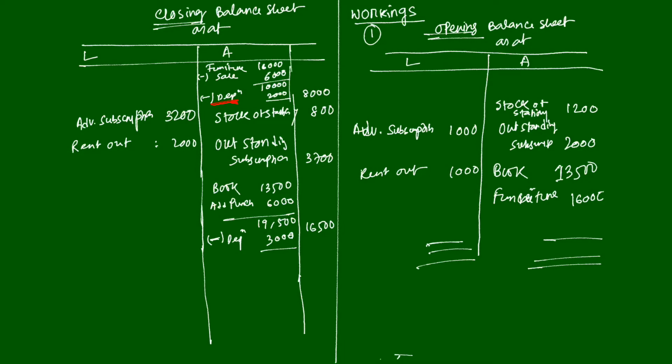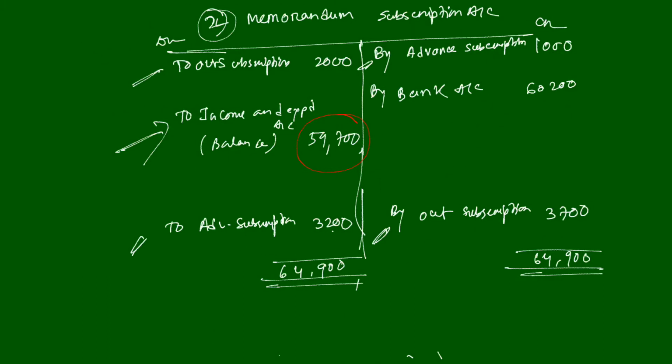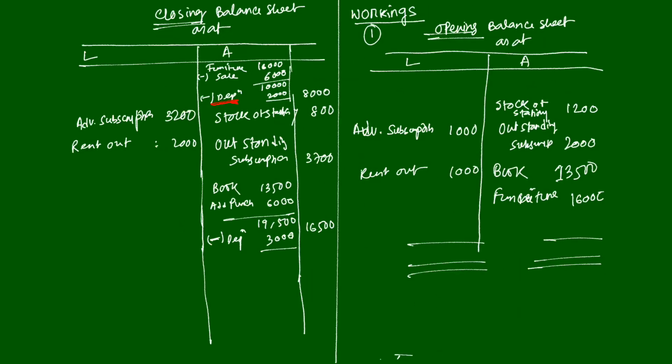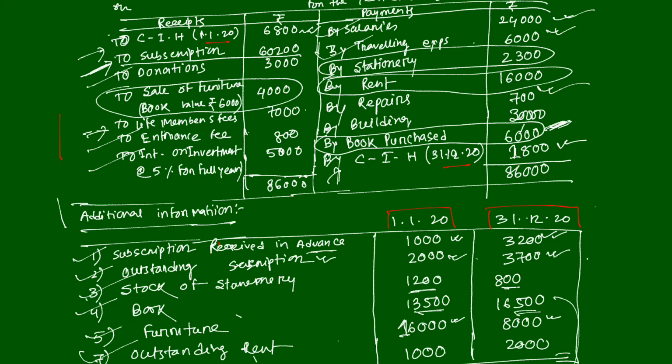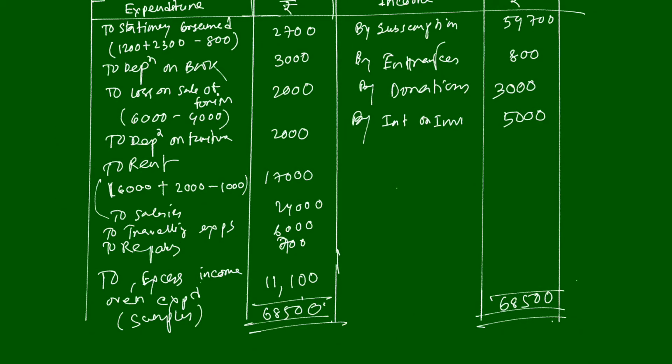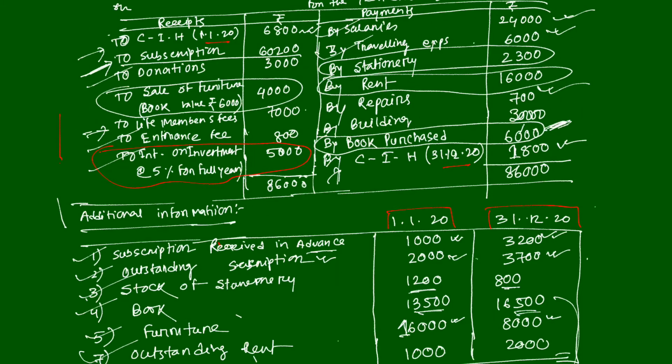Now we close our opening balance sheet. First of all, we close income and expenditure account. Next, we close opening balance sheet. In your opening balance sheet, one thing is not written, which is very important. This value is investment. If you see, at the year end, it is written interest on investment 5,000. That is 5% on full year. The value is not written in any part of your question.